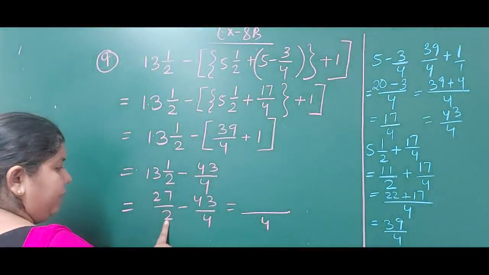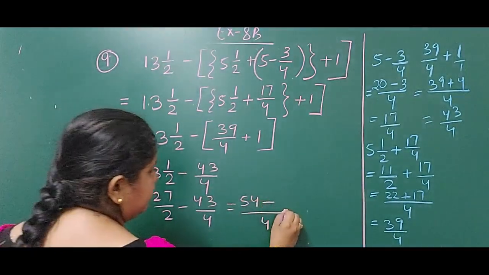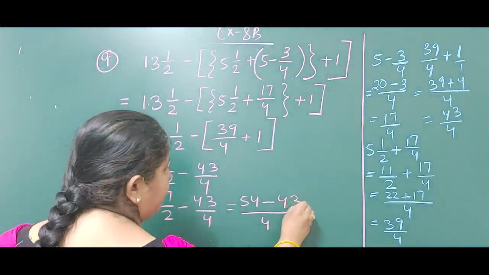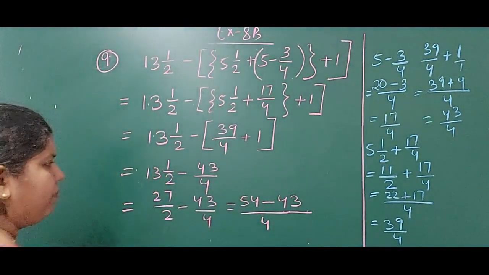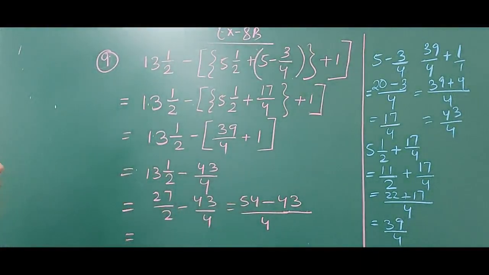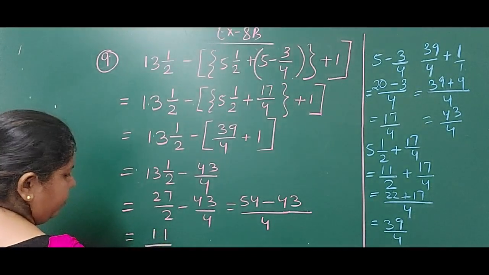Now 4 divided by 2 is 2. 2 into 27, 54 minus 4 divided by 4 is 1. 1 into 43 is 43. So 54 minus 43. How much is it? 4 minus 3, 1, and 5 minus 4, 1. That is 11 by 4.